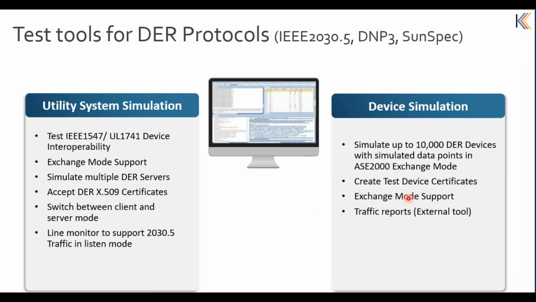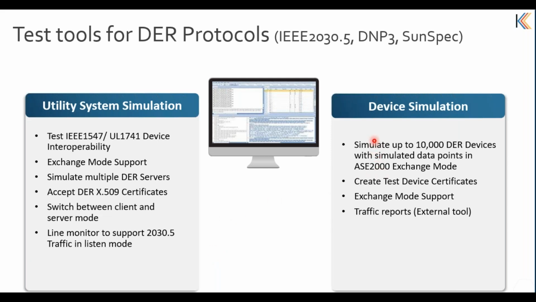Moving on, for helping with the testing requirements, we have dedicated test tools available. There are two types of test tools. The utility system simulation test tool is primarily acting as a 2030.5 server, and you can connect your DER devices to the 2030.5 server and test interoperability as well as conformance as per the standard. It helps the OEM devices or your devices connect with the test tool and test as per the conformance requirement.